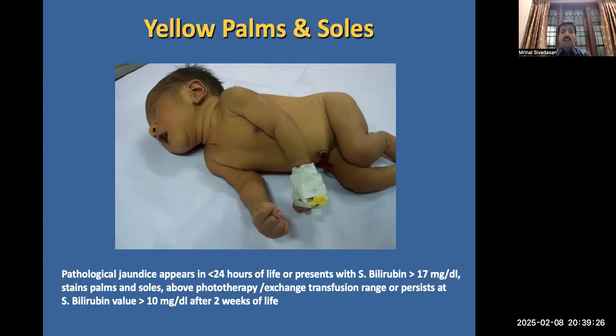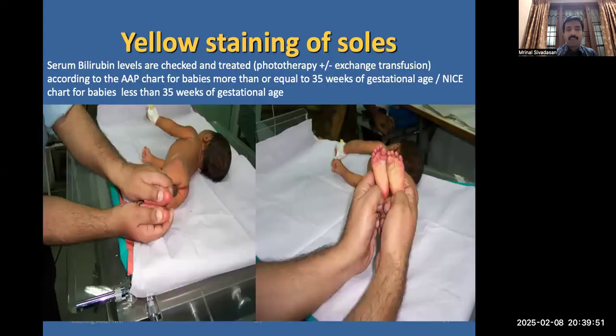So pathological jaundice is defined as jaundice within 24 hours of life, or a bilirubin very high, like more than 17 milligram per deciliter. If there is yellow staining of the palms and soles and above, and the bilirubin value is more than the phototherapy and exchange transfusion range, or the bilirubin value of more than 10 milligram per deciliter persists beyond 2 weeks of life.